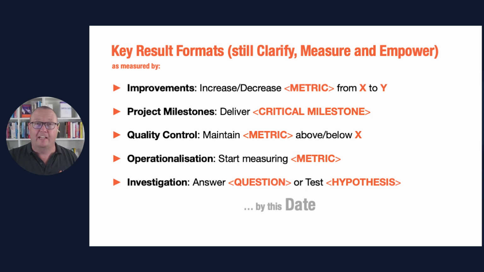Finally, we have investigation key results. Things like answer this question or test that hypothesis. And now you may need to change the verb here, the answer or test, to be something that makes sense. But these are often used for product discovery type processes where you might have a preference for the result you want, but what you really need is a truthful answer to that question or the test of the hypothesis.